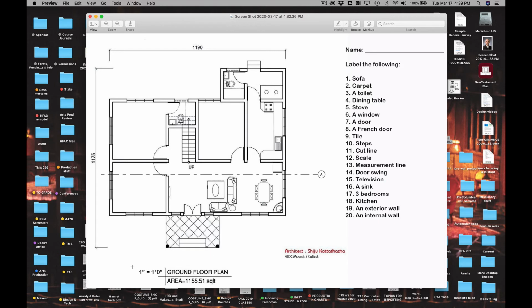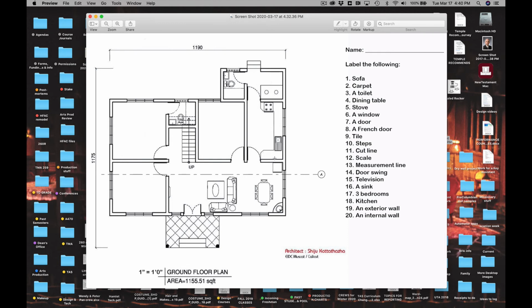Scale. We've already looked at that. Here's your scale, and this is the way you usually do it. What percentage of an inch is equal to 1 foot 0 inches? That's our scale. Measurement lines. We've already talked about that, they've already shown some measurement lines. Typically what they do is they show an extension of the ending wall to the other ending wall. That's what this represents. And then they have a line in between to represent the distance from here to here is 1,190 inches.